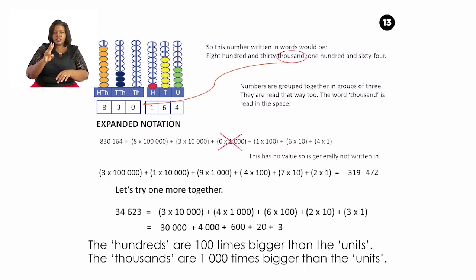34,623. If you have to expand that, you can do it exactly how it's shown on that slide, and then your final answer should be 30,000 plus 4,000 plus 600 plus 20 plus 3. The hundreds are 100 times bigger than the units. The thousands are 1,000 times bigger than the units.